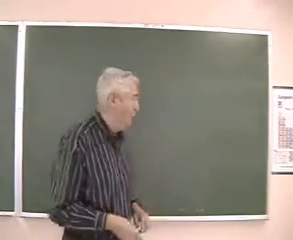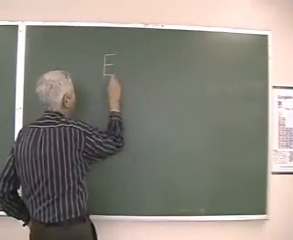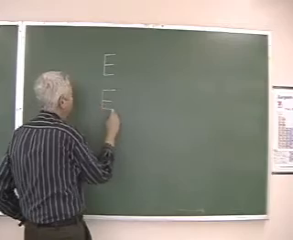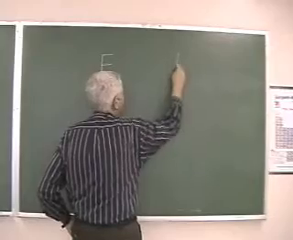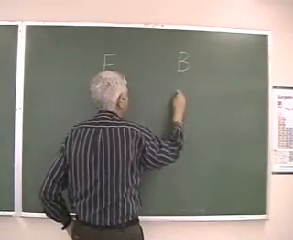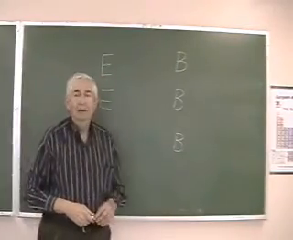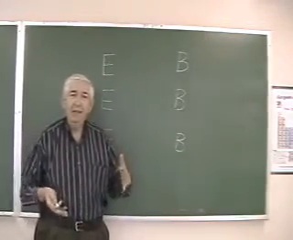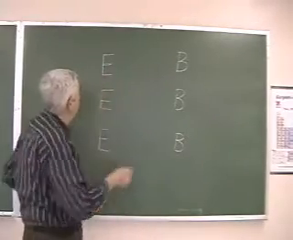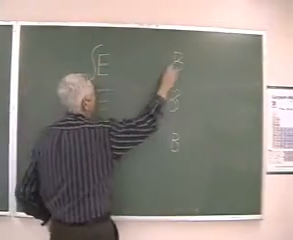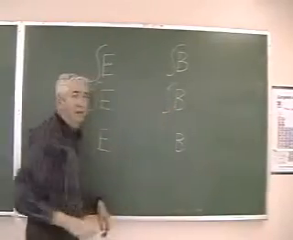And what I'm going to do is write the electric field as a capital E, and I'm going to write it down 3 times. And the magnetic field I'm going to write as a capital B, 3 times. Now, E stands for the electric field, B stands for the magnetic field. And these equations are integral equations, and so I'm putting an integral over these equations.